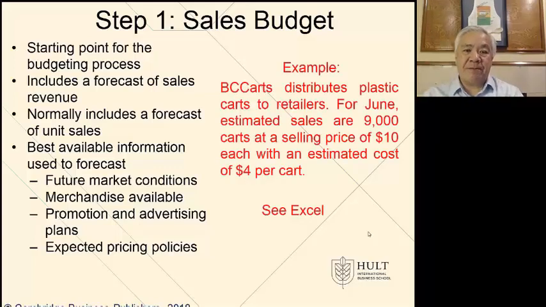All right, let's start with our example. It's BC Carts, and this company distributes plastic carts to retailers. And for the month of June, they estimate sales of 9,000 carts at a selling price of $10 per cart and an estimated cost of $4 per cart. So let's go to Excel and start building our budget model.